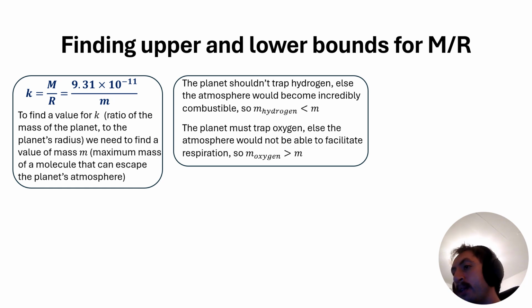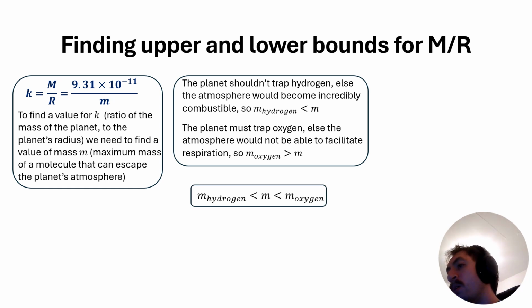And so putting that together, we have a lower limit for small m, and that lower limit is the mass of a hydrogen molecule, and we also have an upper limit for small m, and that is the mass of an oxygen molecule. So what are the masses of these molecules in kilograms? We want to use kilograms because we can then substitute our lower and upper bound for small m to get a lower and upper bound for k, which is where we're going with this.